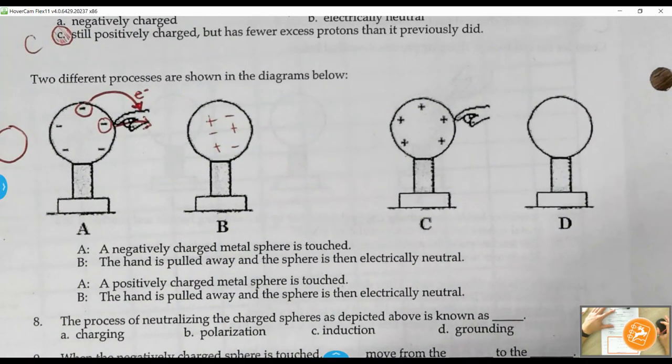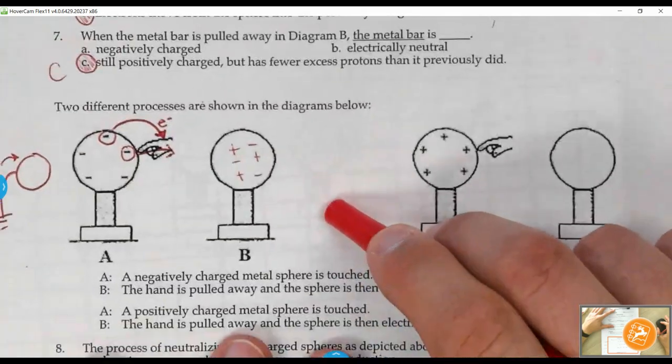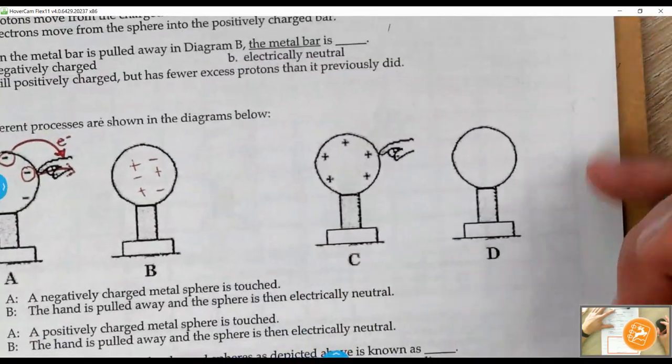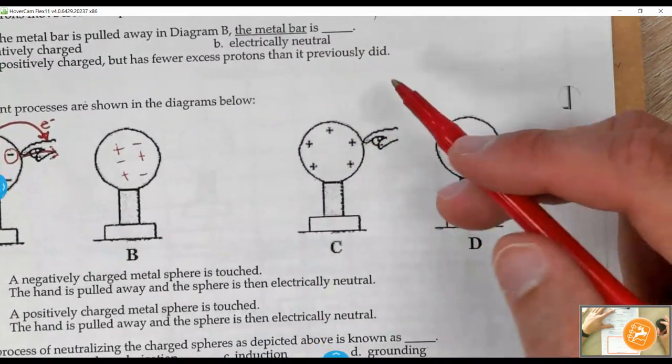Instead of writing out, I was just showing it with the overall charge. So this is an overall excess amount of negative. Now what's going on here? We have extra positive charge.